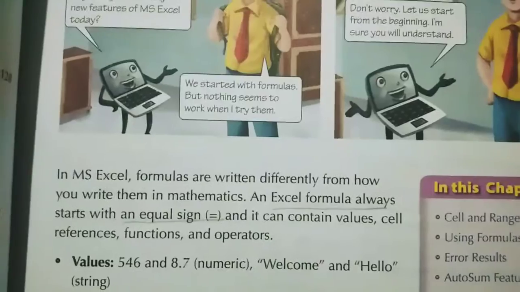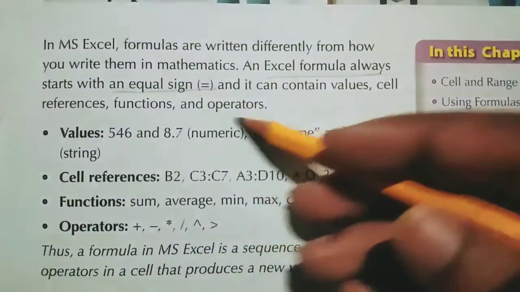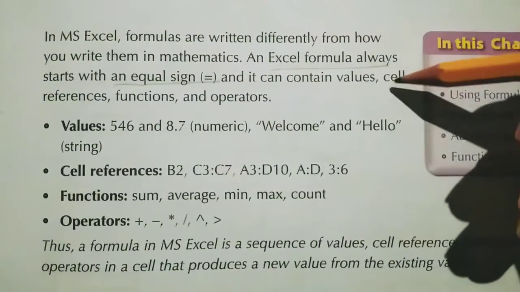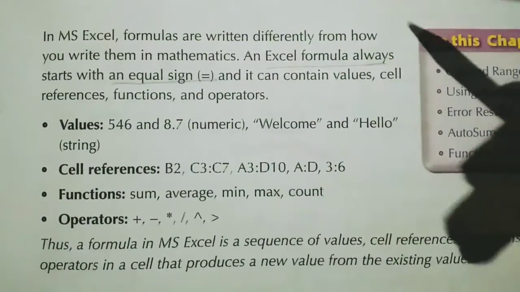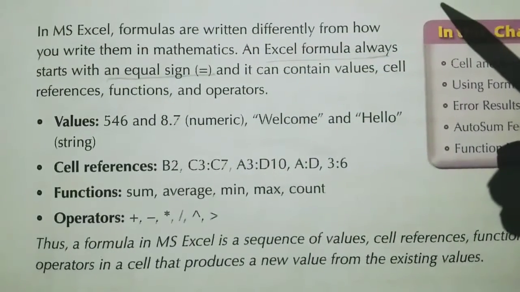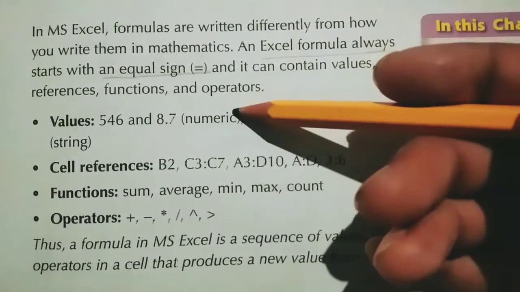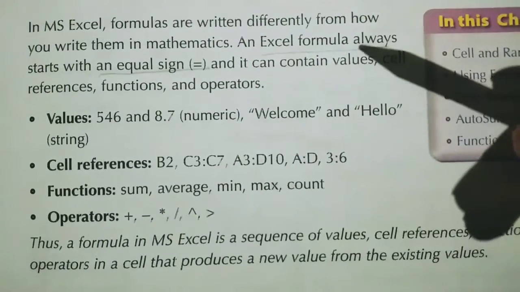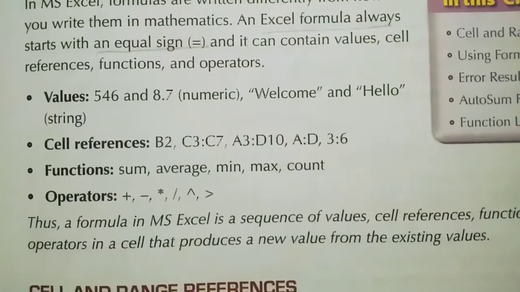Okay, now next, it contains values, cell references, functions and operators. So the formula will contain the cell reference, that means the cell name. Cell reference means the cell name. Then functions. Functions mean which operation to perform: addition, subtraction, multiplication. That is called a function. And operators mean the signs with which the operation can be performed.